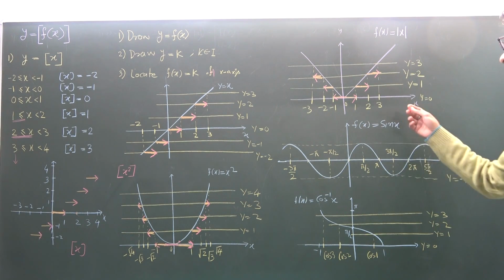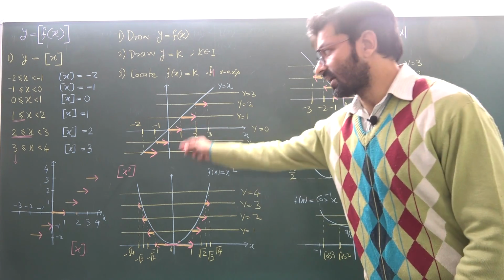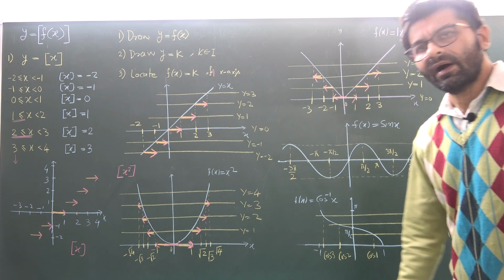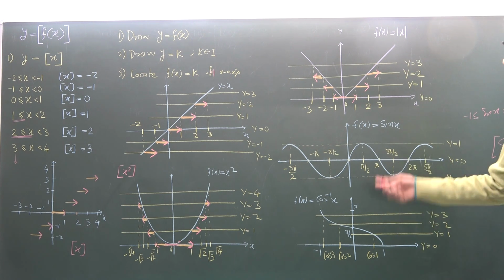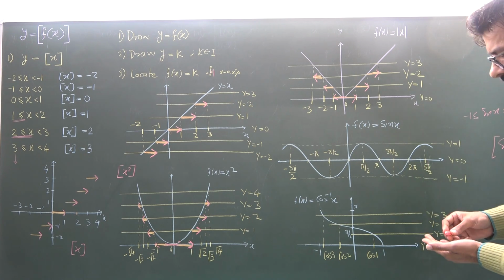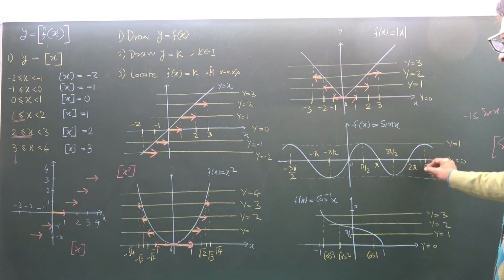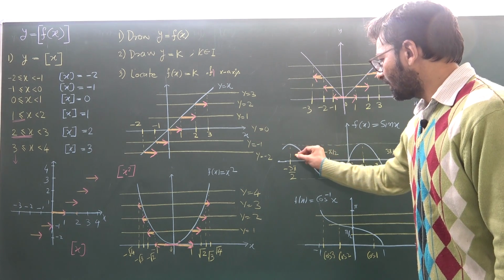What about the greatest integer of sin x? Same principle, draw sin x. Then because sin x lies between minus 1 to 1, the only possible integral values are minus 1, 0, 1. Because sin x is periodic and the period is 2 pi, this graph of the greatest integer of sin x will be periodic and the period will be 2 pi. Okay, so finally we have located 0, pi by 2, pi, 3 pi by 2, 2 pi, 5 pi by 2, minus pi by 2, minus pi, minus 3 pi by 2.